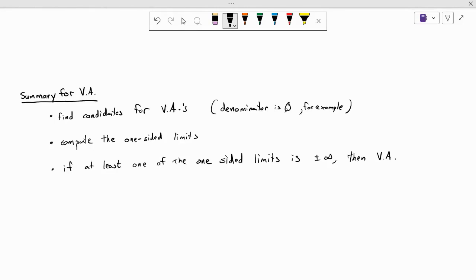Any questions? We didn't do too much algebra here, but any questions about conceptually what a vertical asymptote is and why we want to talk about it using limits? All right.